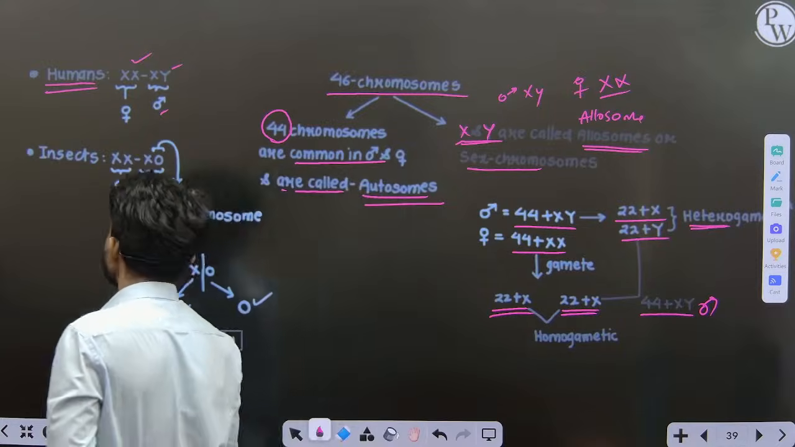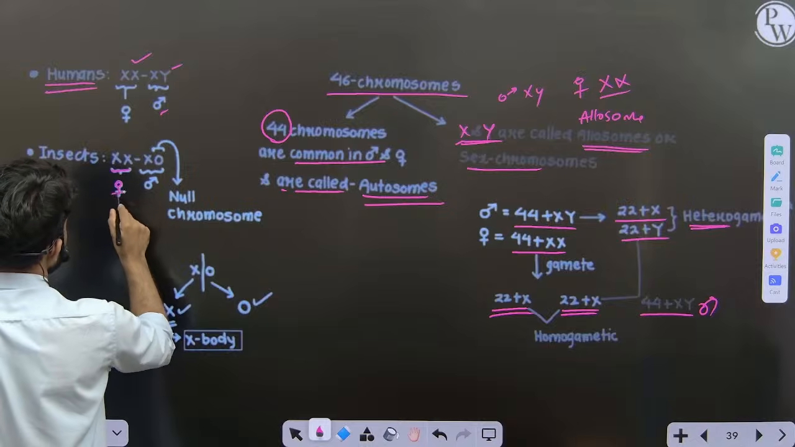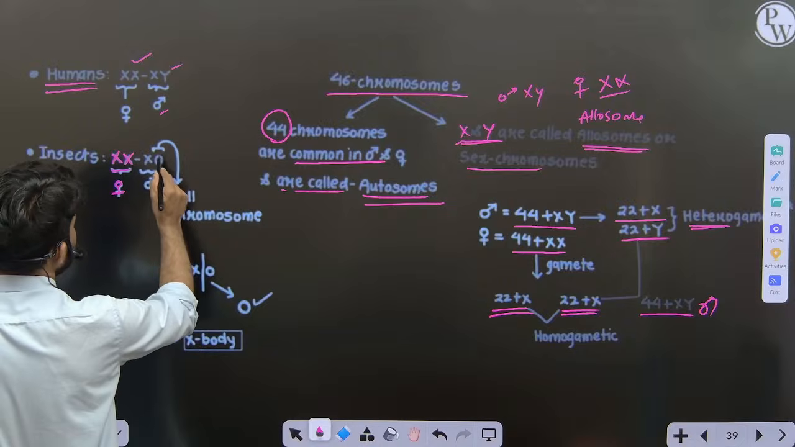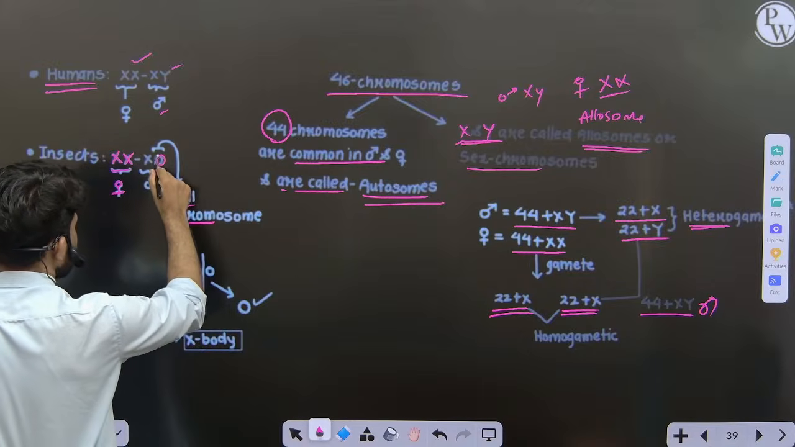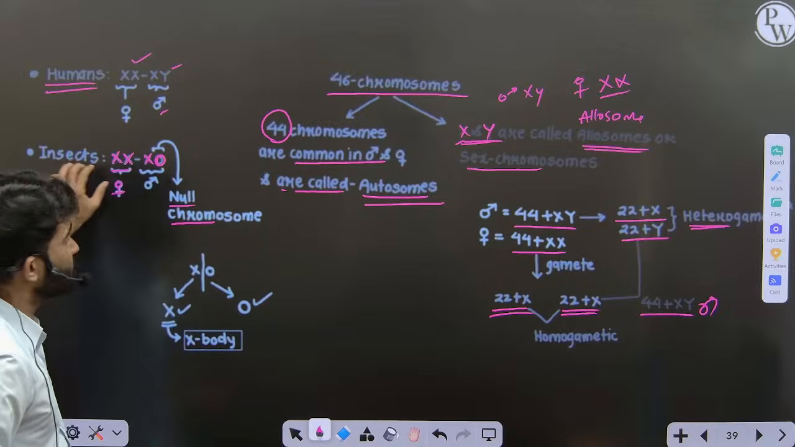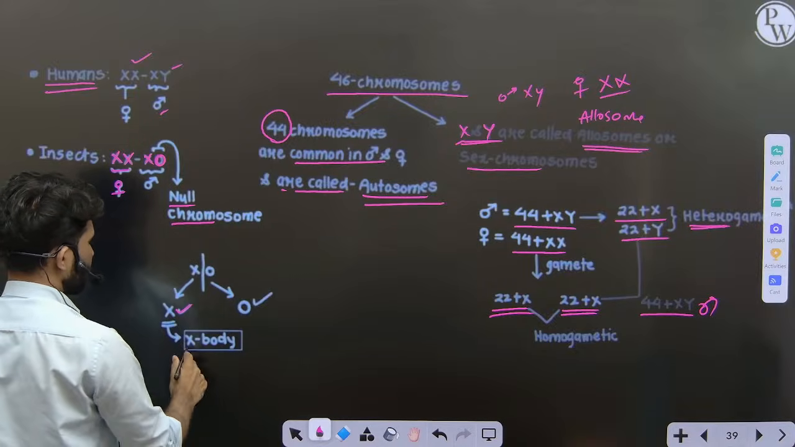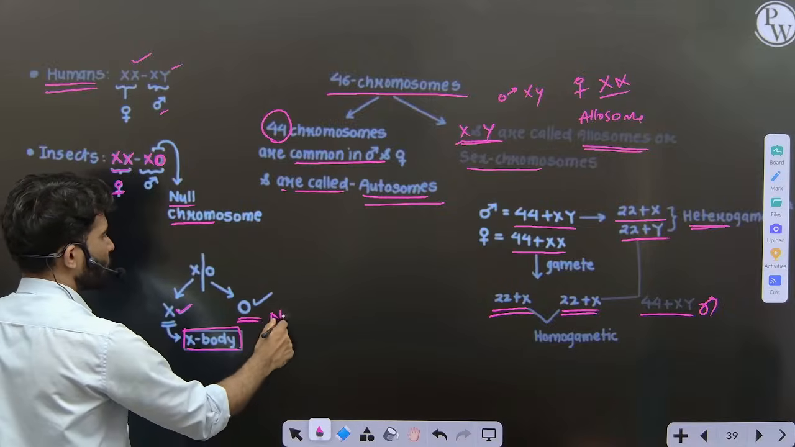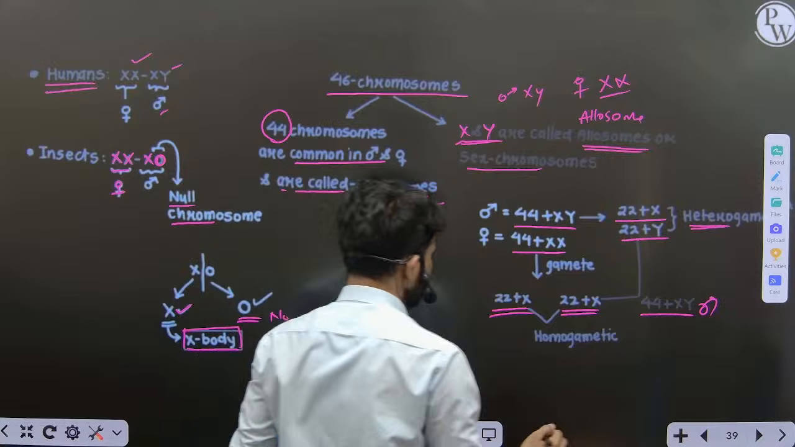But when it comes to insects, here also it is the same thing. Here also the female is homogametic. Here the male has only one X chromosome and one null chromosome. This XO indicates no chromosome there, only one X chromosome in case of insects. What happens when X chromosome is present? Some of the male gametes have an X chromosome, some of the male gametes have no chromosome. So this also determines the sex of the offspring.